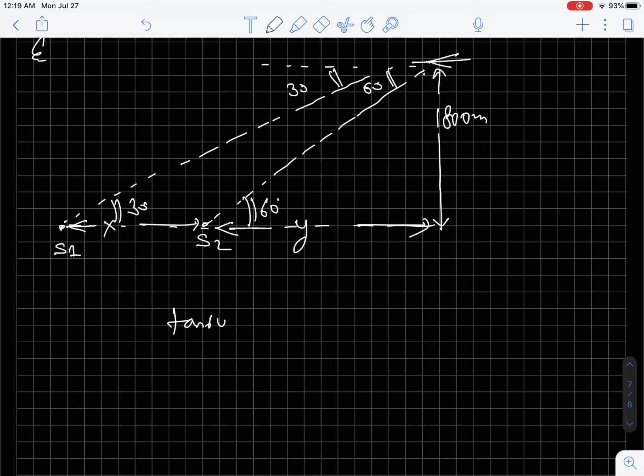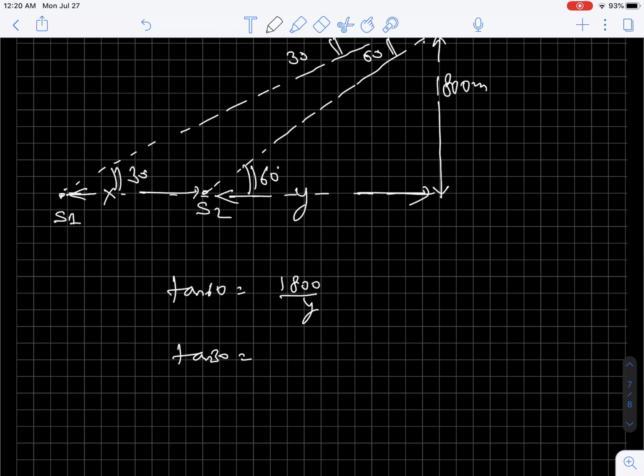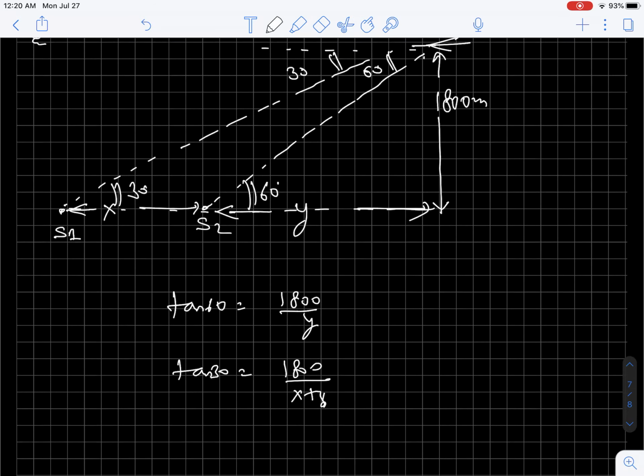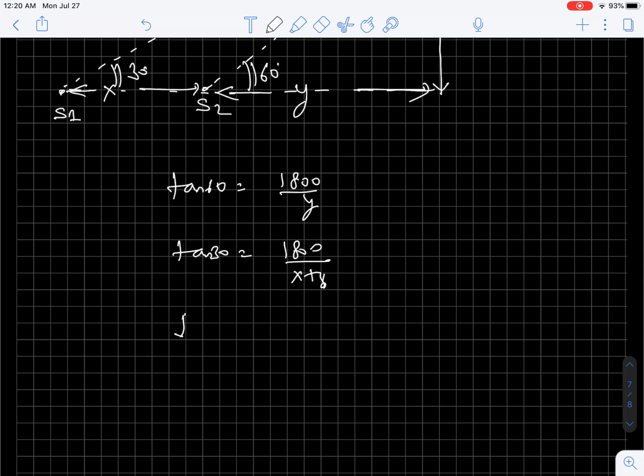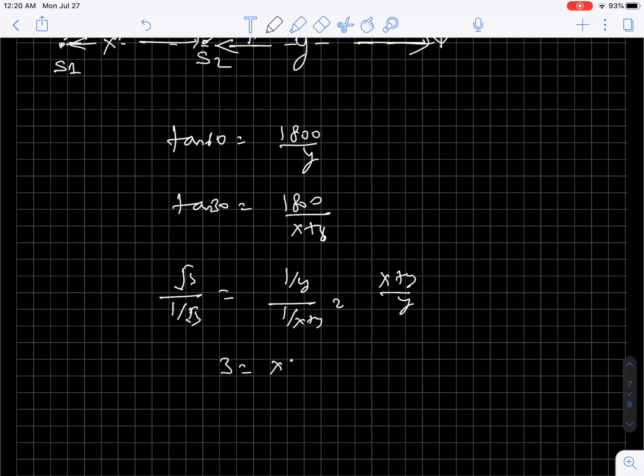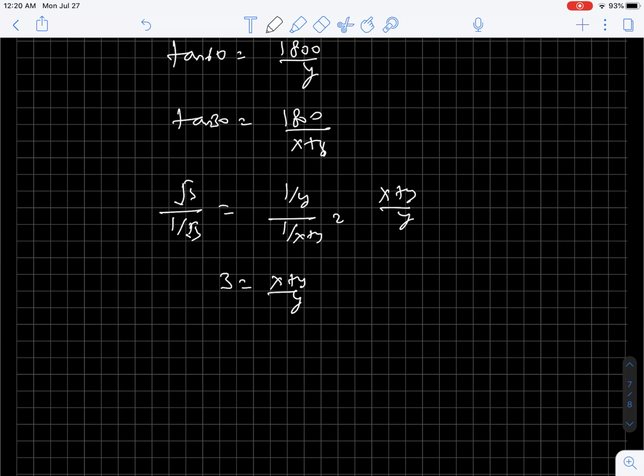Tan 60 is equal to 1800 divided by y. You are measuring distance in meter. Tan 30 is equal to 1800 divided by x plus y. Okay, clear? Divide them. Root 3 divided by 1 by root 3. 1800 cancels. 1 by y divided by 1 by x plus y. Then the value is x plus y divided by y. 1 by root 3 is 3. x plus y divided by y equal to 3. 3y equal to x plus y, and y equal to x by 2.